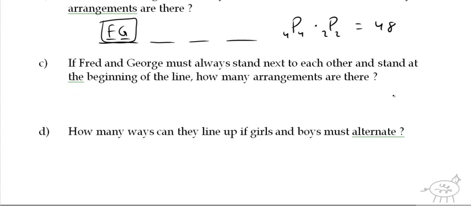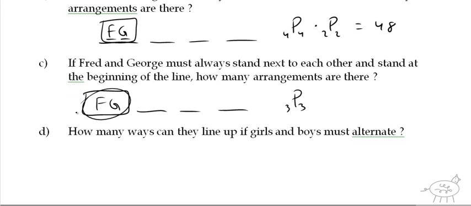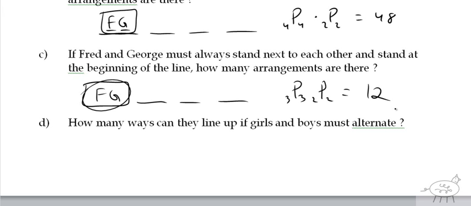This next one, it says they must stand next to each other, but now they have to stand at the beginning of the line. So really, I have 1, 2, 3. This is not even a blank here. It's just the Fred George group. All right, so really I have 3P3, because again, this doesn't really matter as far as moving around. And then I still have Fred and George, so it's 2P2. Okay, so that one you would get 12. Good, these are really good problems.